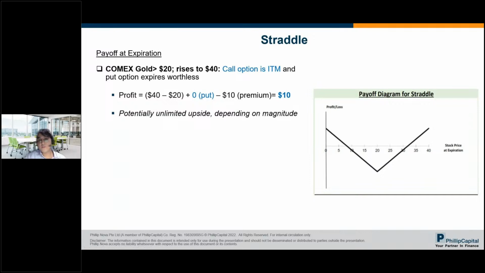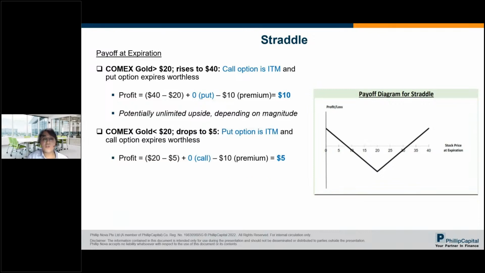Your payoff from your COMEX Gold long position is about $20, while your put position payoff is essentially zero because you just let it expire, you don't exercise it. And then you have to at the same time deduct the $10 premium that you're paying. So again, the profit here is $10, and there's potentially unlimited upside depending on the magnitude of the price increase in the underlying.